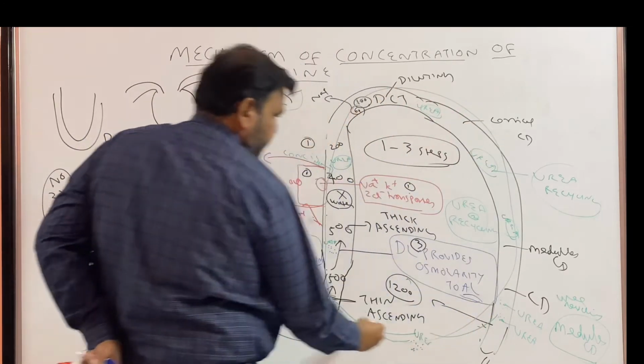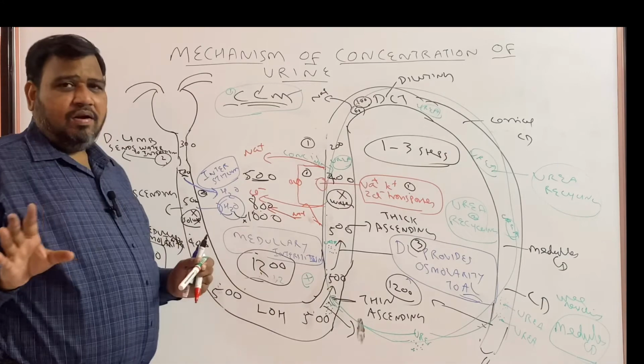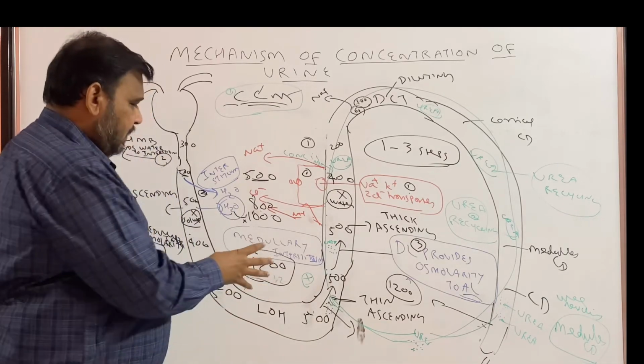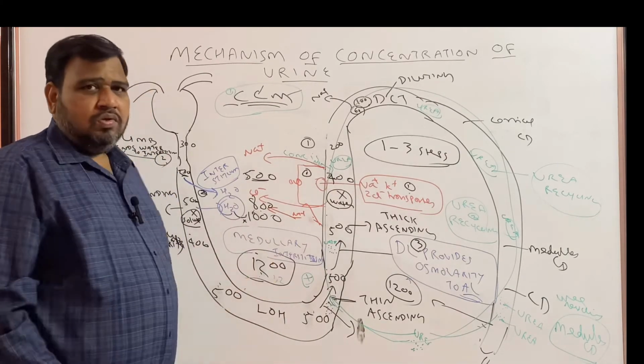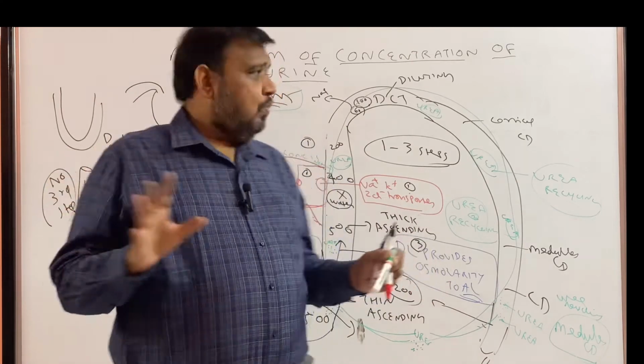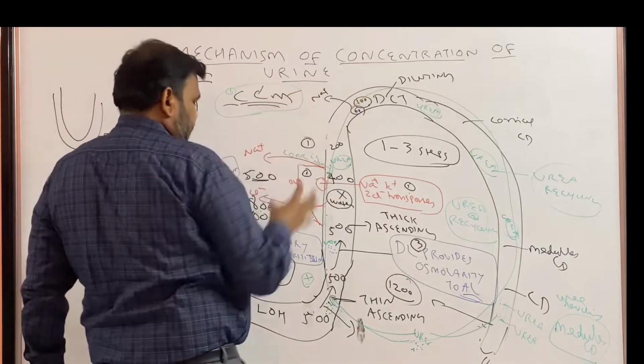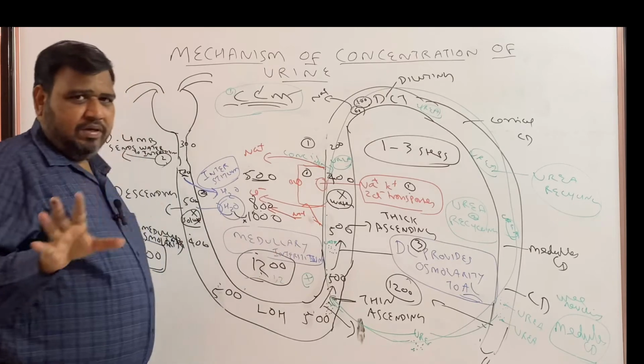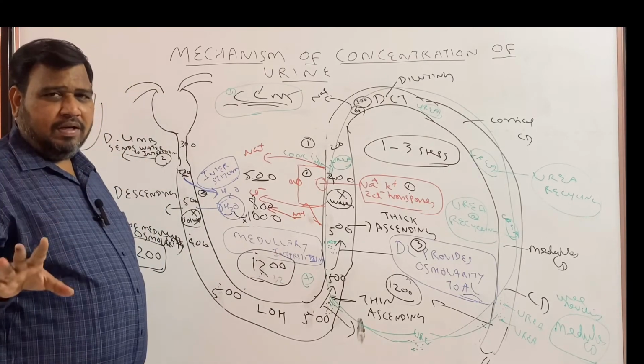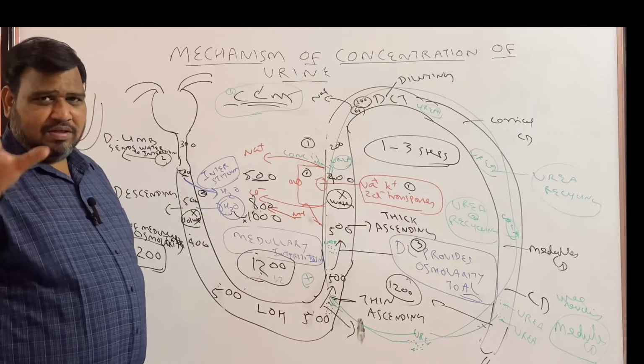Yeah, this is urea recycling, very important. Urea recycling also plays a very important role in creating this 1200. So far we have discussed how the medullary hyperosmolality of 1200 we obtained, which is called a countercurrent multiplier, as well as urea recycling. Now coming to the question.